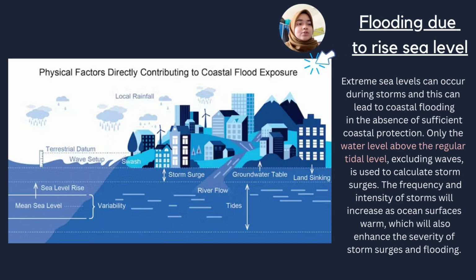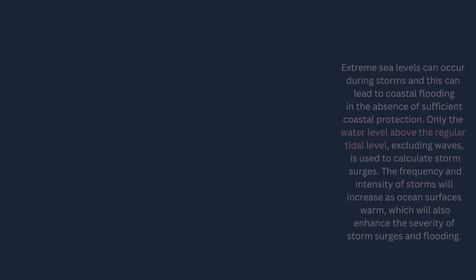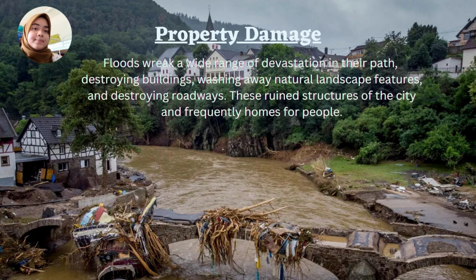is used to calculate storm surge. The frequency and intensity of storms will increase as ocean surfaces warm, which will also enhance the severity of storm surge, the flooding. And the second one is property damage.